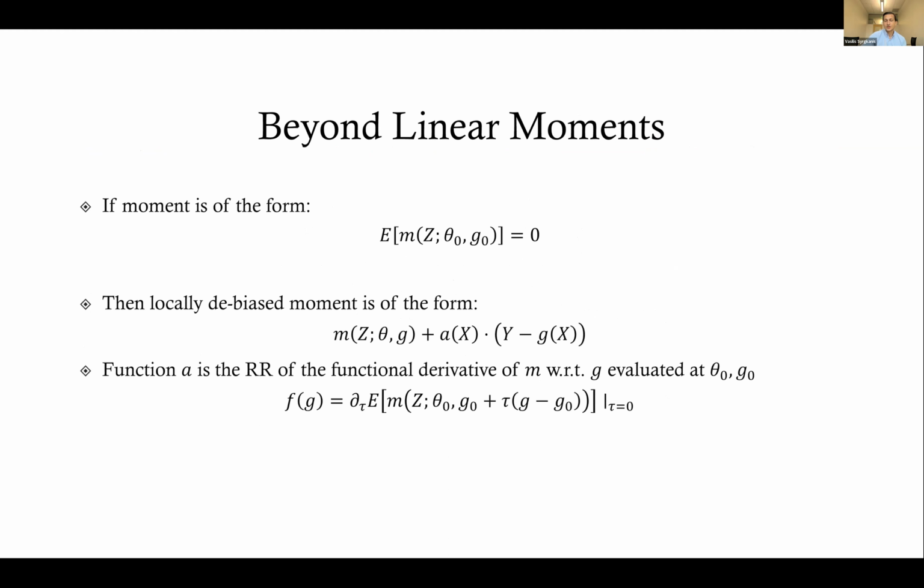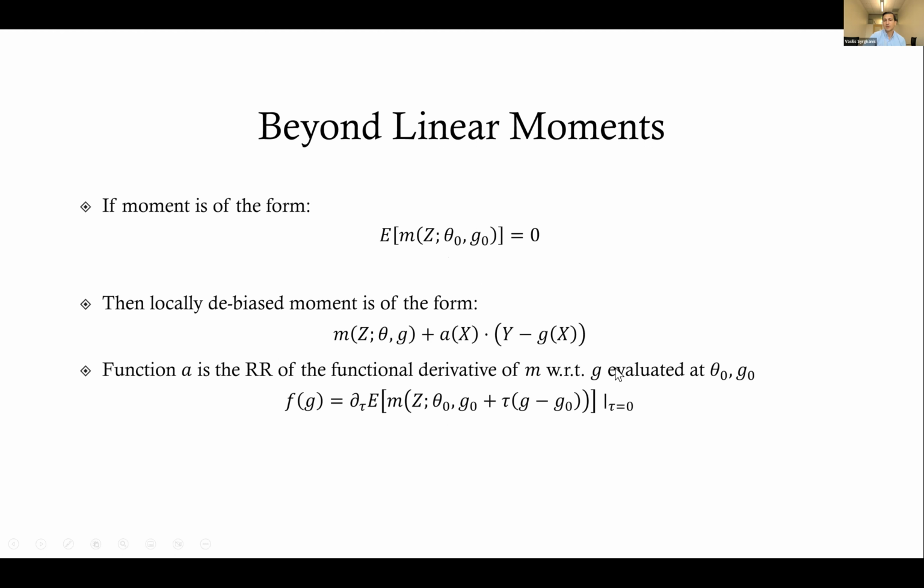And this approach does not only hold for linear moments, you can go beyond linear moments. If the moment function that you have is of the form expected m of theta naught, g naught is equal to 0, where this moment m can be nonlinear in g naught, then you can still locally debias the moment. You won't get double robustness, but you can get local robustness, which is still good enough to give asymptotic normality, and so construction of confidence intervals, assuming A and G are estimated accurately enough.